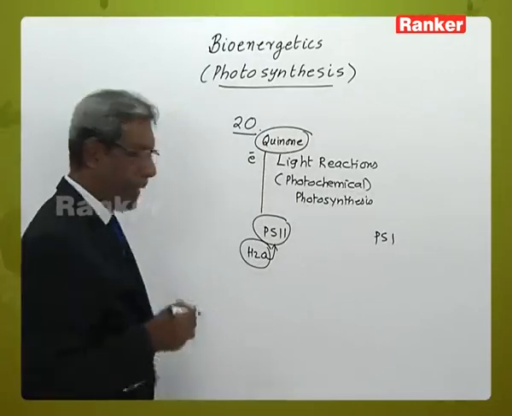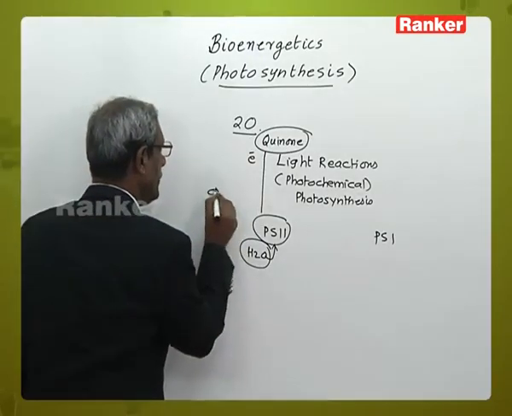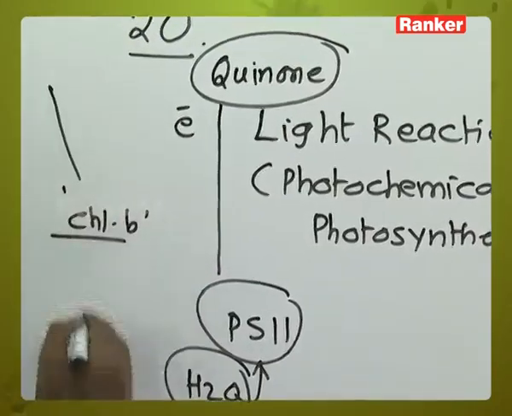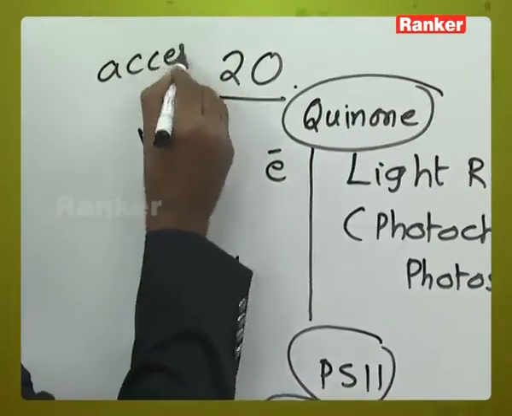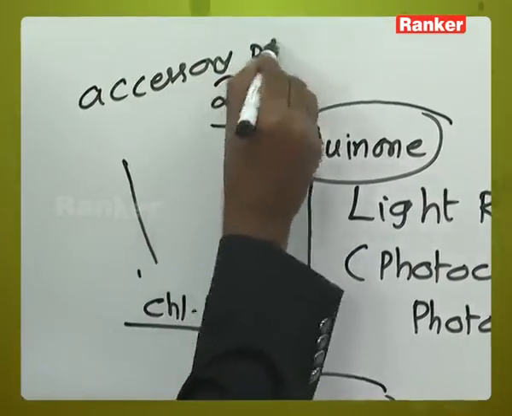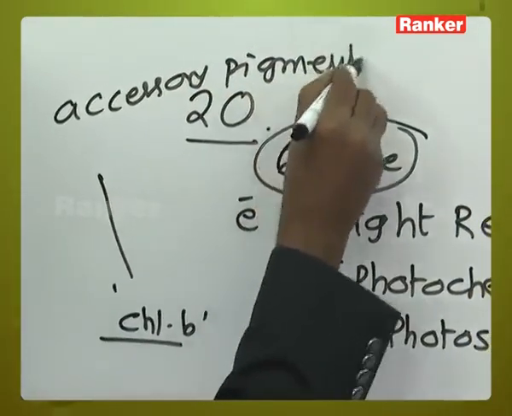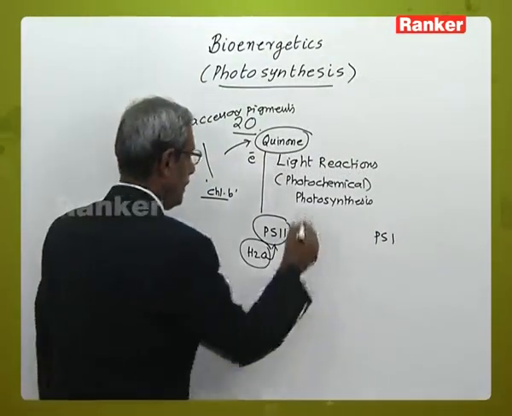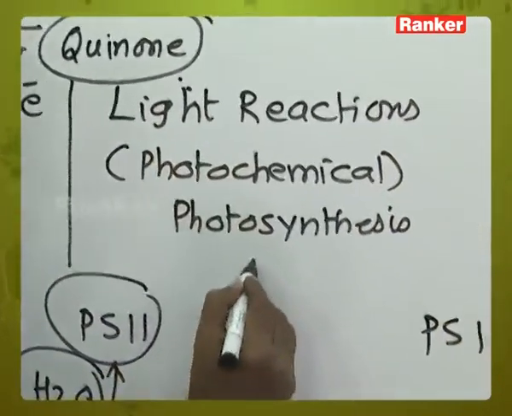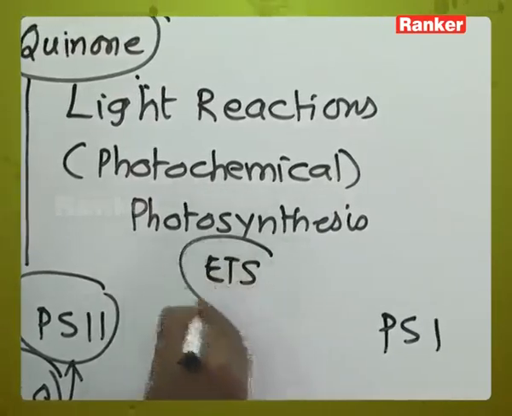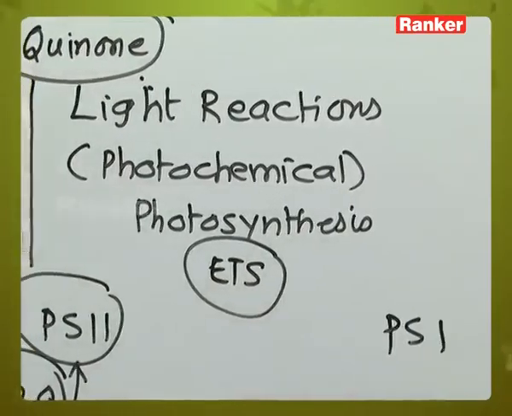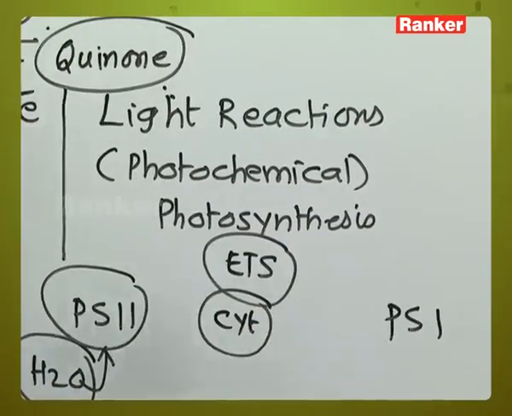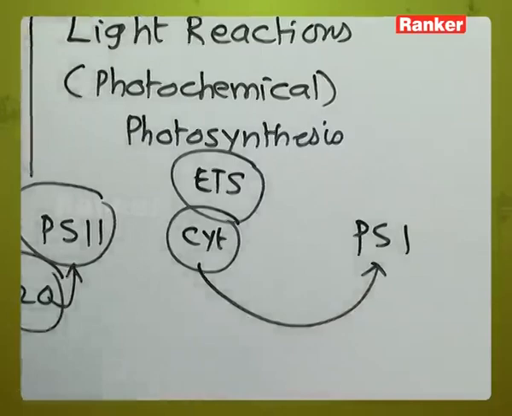Now, quinone is primarily associated with accessory pigments like chlorophyll B. Chlorophyll B is an accessory pigment. They are accessory pigments which are associated with quinone. So, from quinone, the electrons move through the electron transport system, ETS, of which the most important components are the cytochromes. Then it gets funneled into photosystem 1.